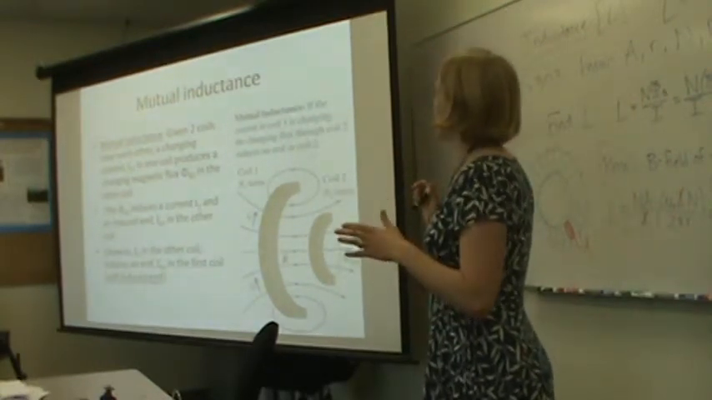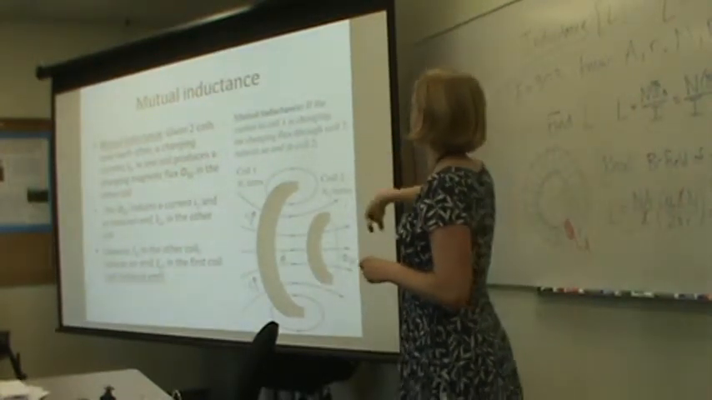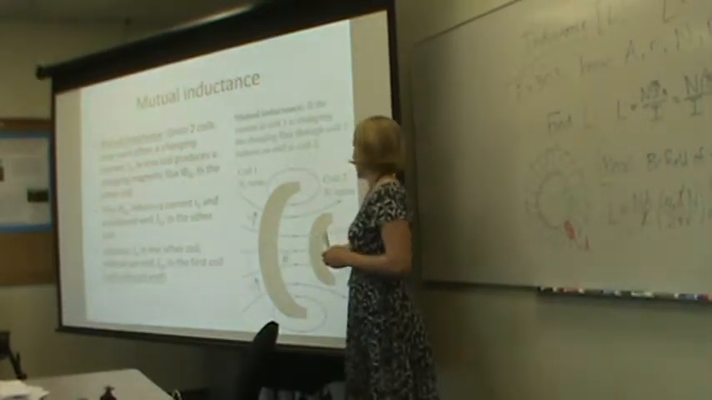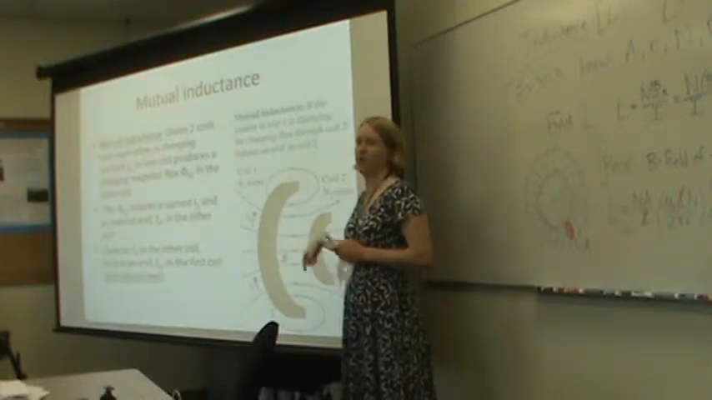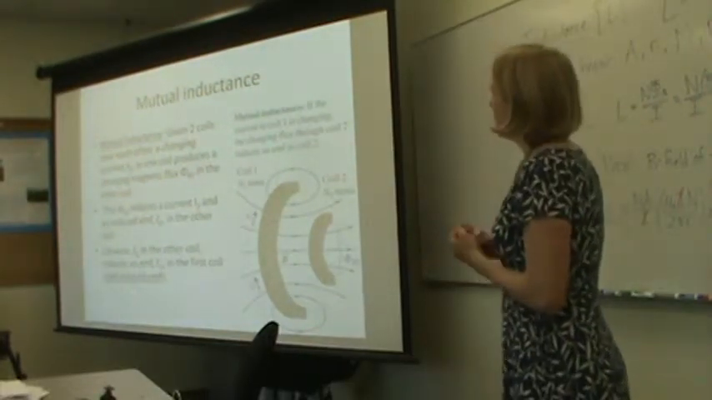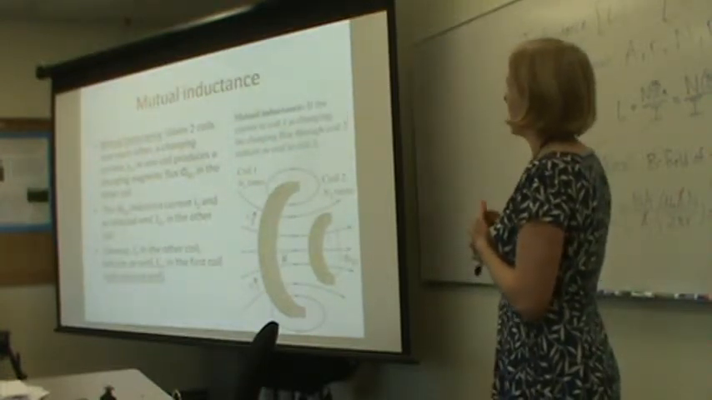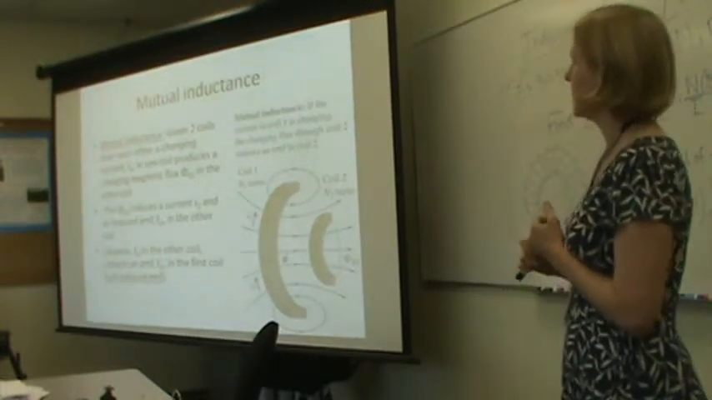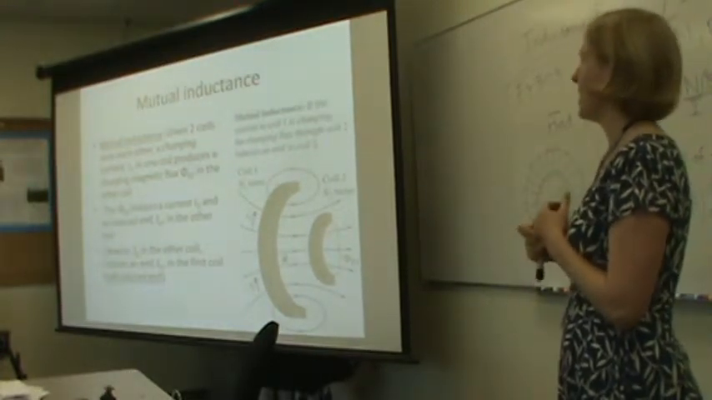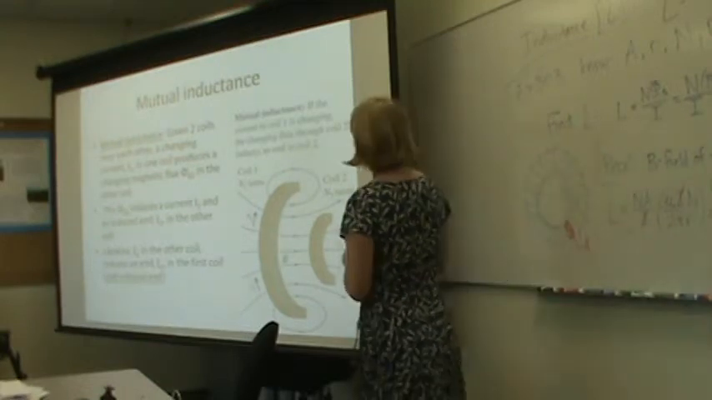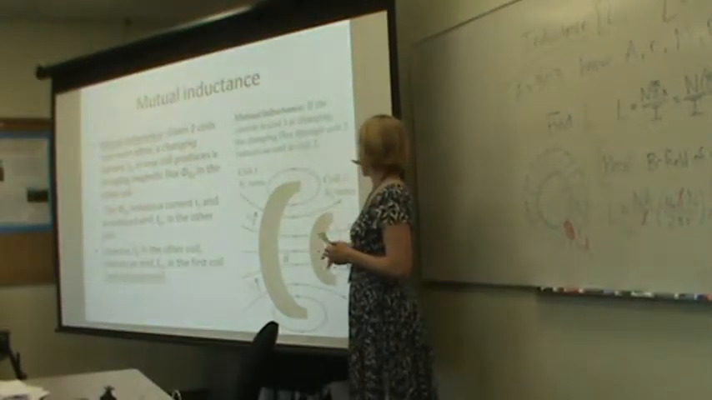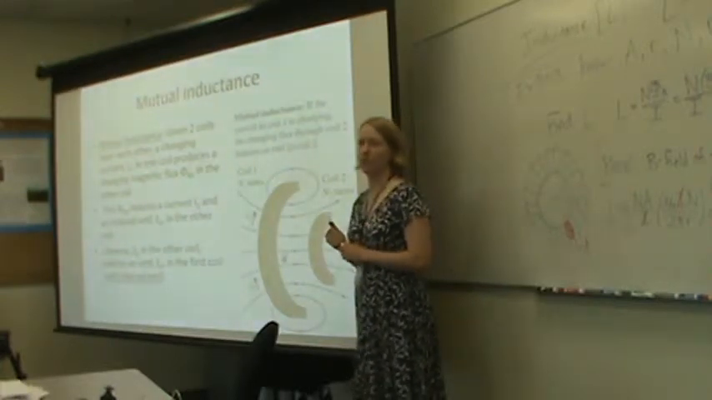So just for example, let's say the current I1 is increasing, then you're going to have an increase in B field lines going through the second coil. So you'll have an increase in flux through the second coil. That increasing flux in the second coil induces a current I2 and an induced EMF 2 in the other coil. So if I1 was increasing, then what's the direction of the induced current in the second coil?